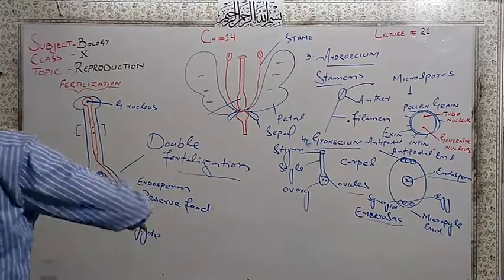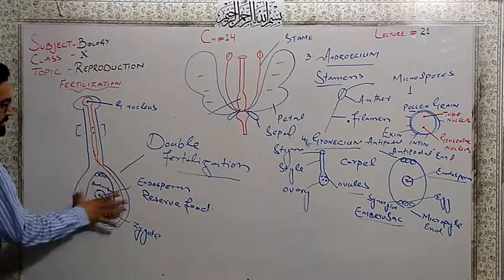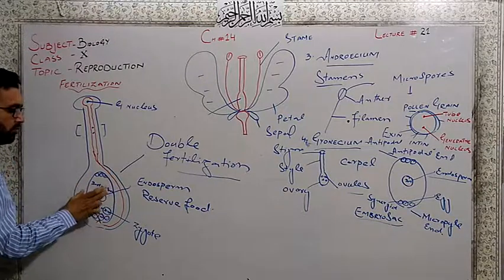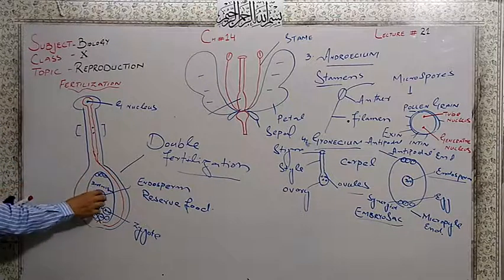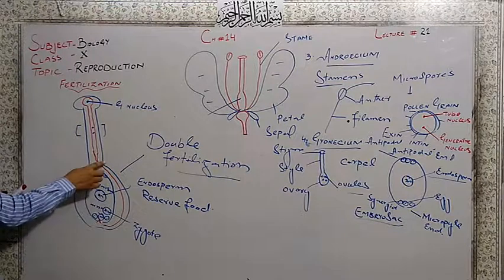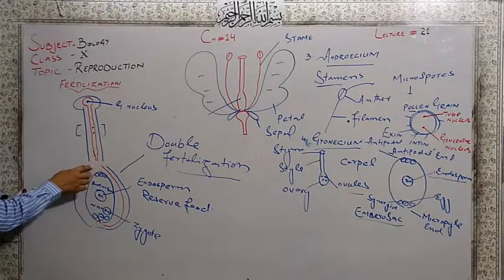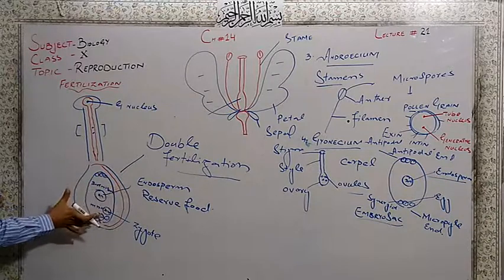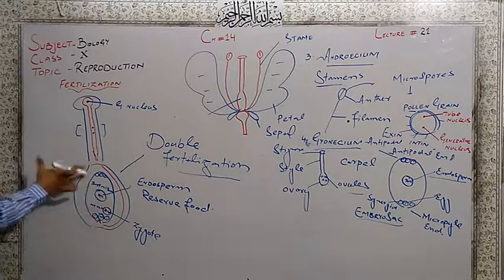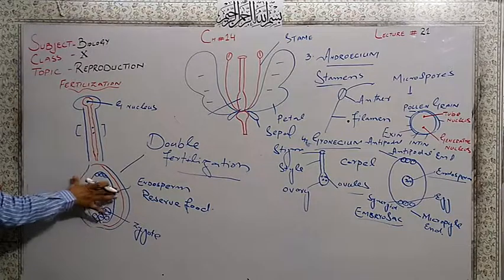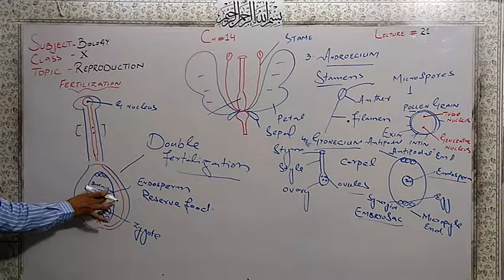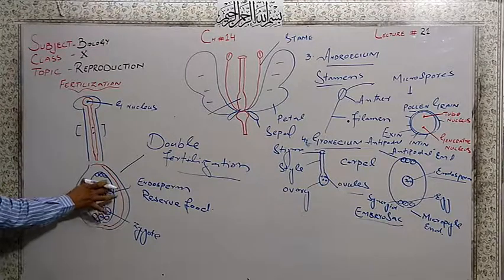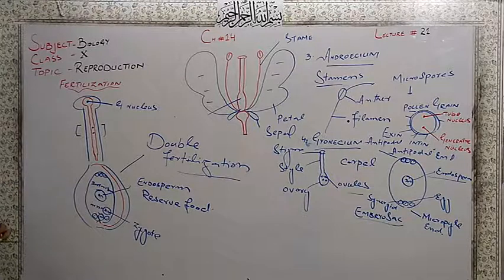Now, dear students, this whole process is occurring inside the ovary. Inside the ovary there is ovule. The ovule will develop into seed, and the ovary will develop into fruit. So in angiosperm, we usually see that the seed is present inside the fruit. Why? Because this whole process occurs inside the ovary, and the wall of the ovary will become the wall of the fruit, and the ovule will develop into the seed.